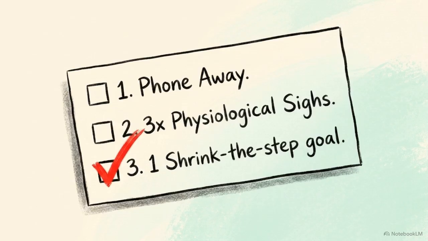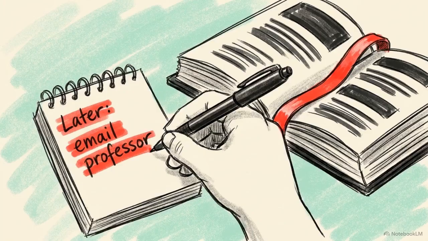Finally, identify your shrunken first action and write it down. Keep a scrap page for any intrusive thoughts. Write them down as a note and return line and immediately go back to your single first step.